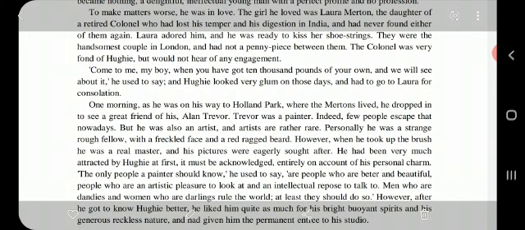Now the second paragraph I read. "To make matters worse" means very bad. To make matters worse, he was in love. So the protagonist is in love and he has no income. Okay. The girl he loved was Laura Merton.